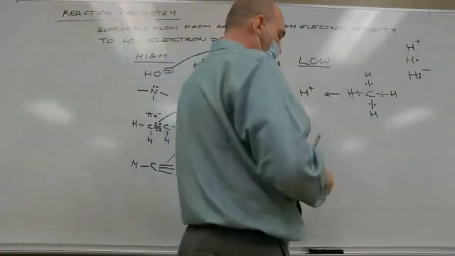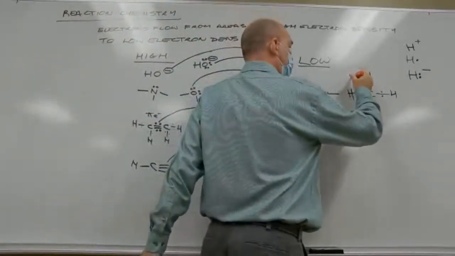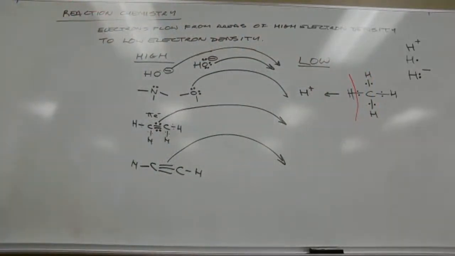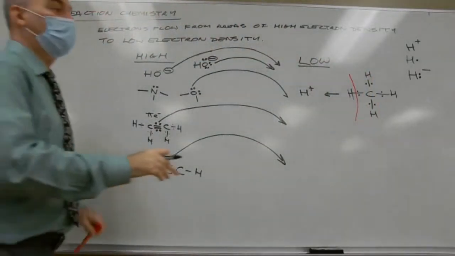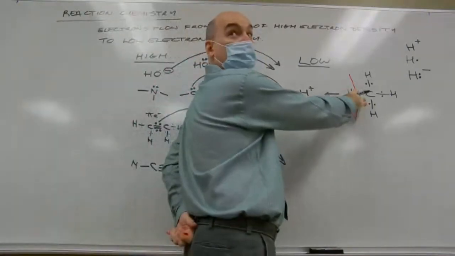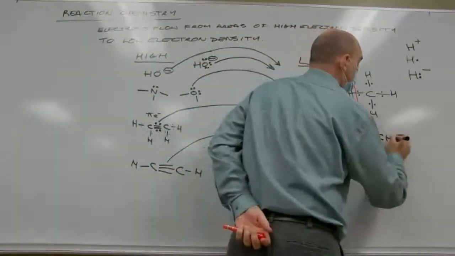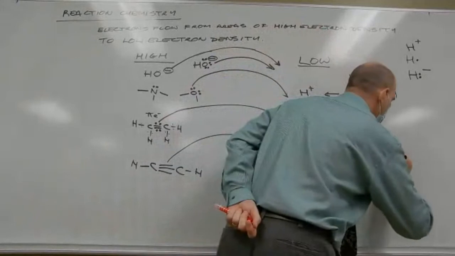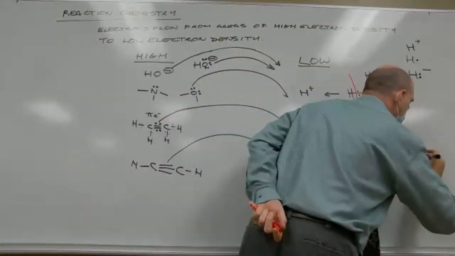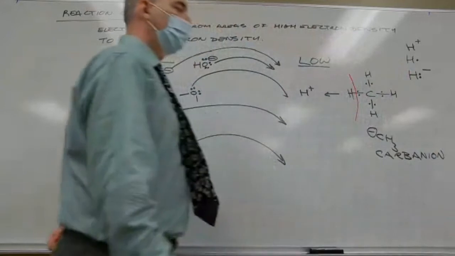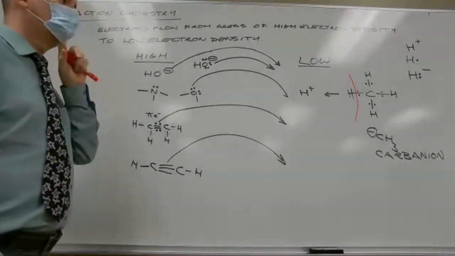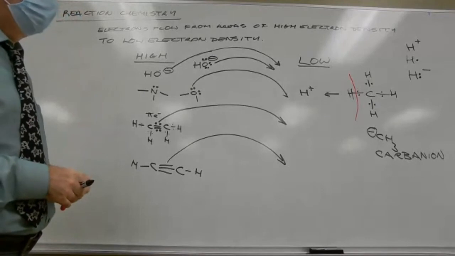So if I want this molecule to give up H plus, it leaves its electrons behind. And I get a negative charge on a carbon that is called a carbanion. Carbon anion. Stuck together. Okay?